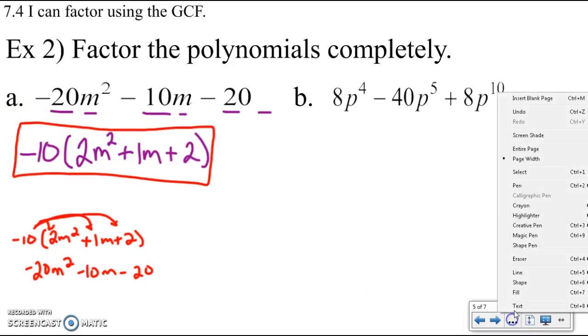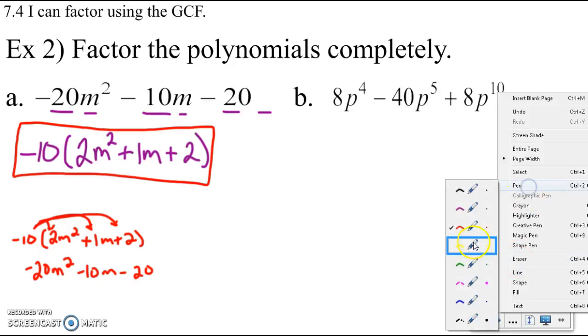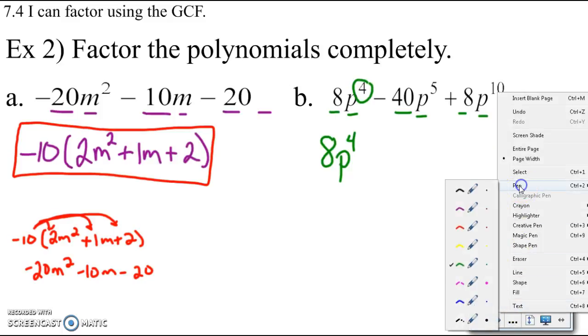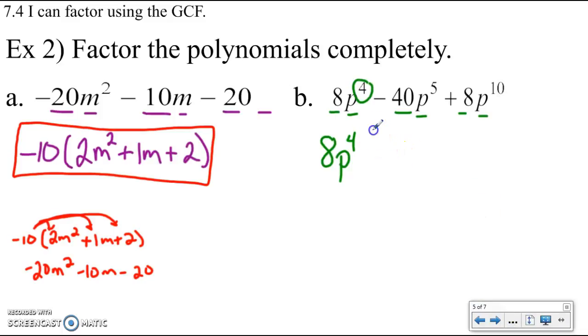Okay, the last problem we're going to do together. Over here, I have an 8, a 40, and an 8. And I know I can divide all of those by 8. If I look at my variables, each of those terms has a p. So I know I need to factor out a p, and to decide how many, I need to find my smallest exponent. So I have 10, 5, and 4. 4 is my smallest.